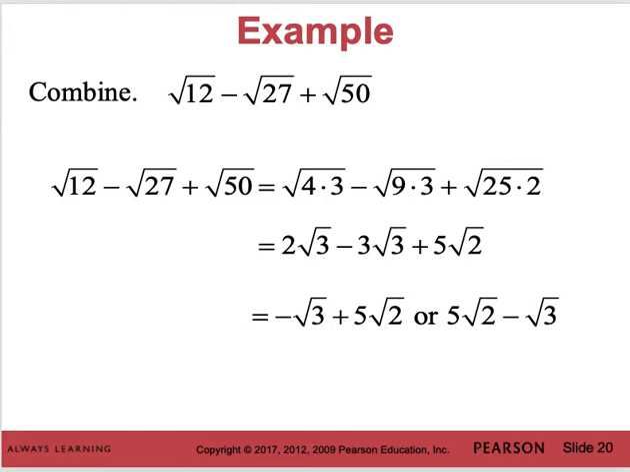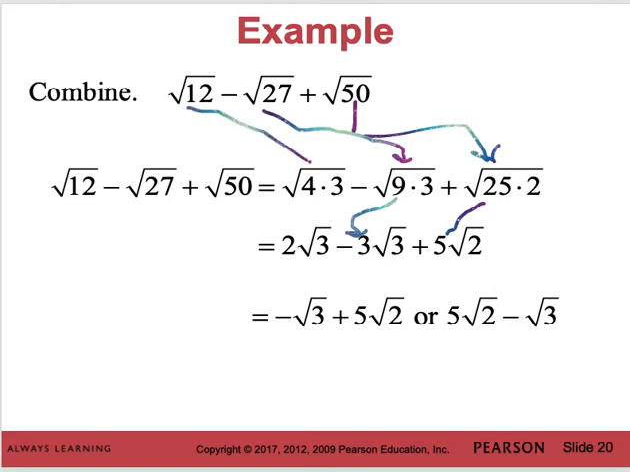All right, let's try to combine this further. So we want to break down our values to say, can I break 50 down into two numbers where one of them is a perfect square? Yes, we can. 25 times 2 is 50, and 25 is a perfect square. That equals 5. Can we break down 27? Yes, we can. 9 times 3 is 27, and 9 is a perfect square. Square that out, 3 times 3 is 9.